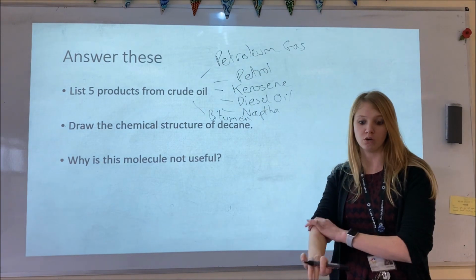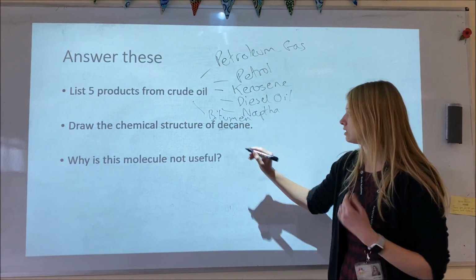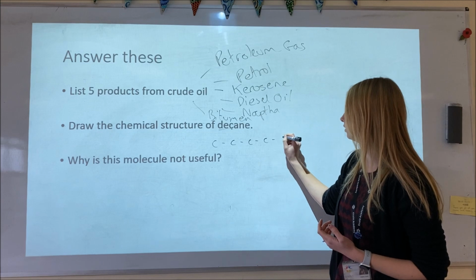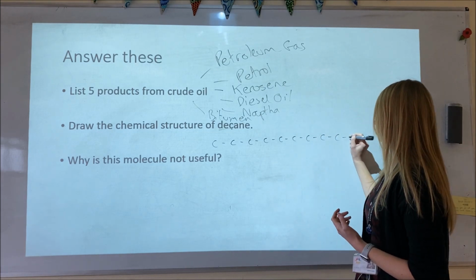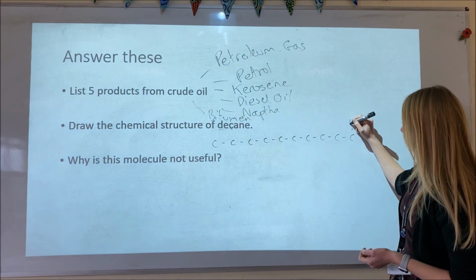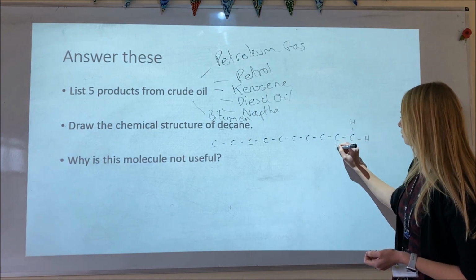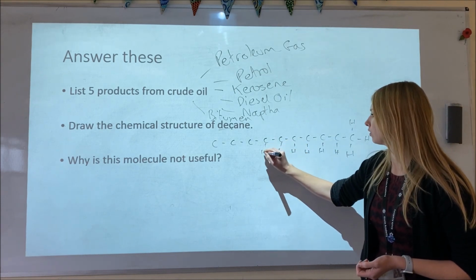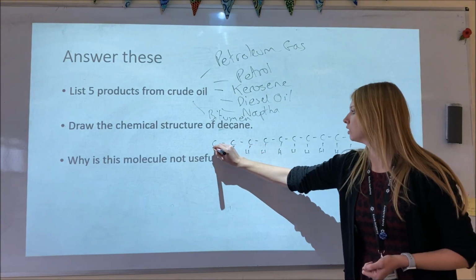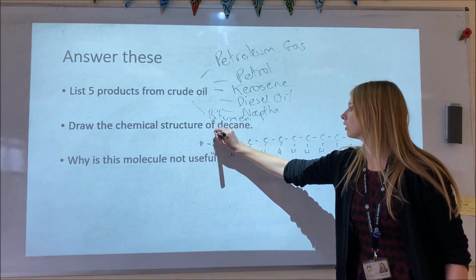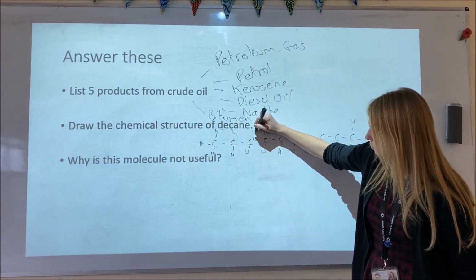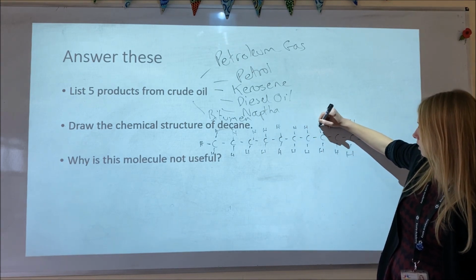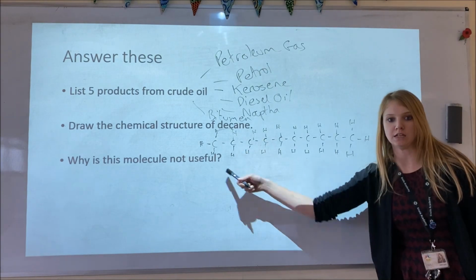Chemical structure of decane. Decane, that means 10. So we've got 10 carbons. 10 carbon chain. And then our hydrogens attached to each of those carbons, like so. A little bit repetitive, this one. Last one. And that is your displayed formula of decane.